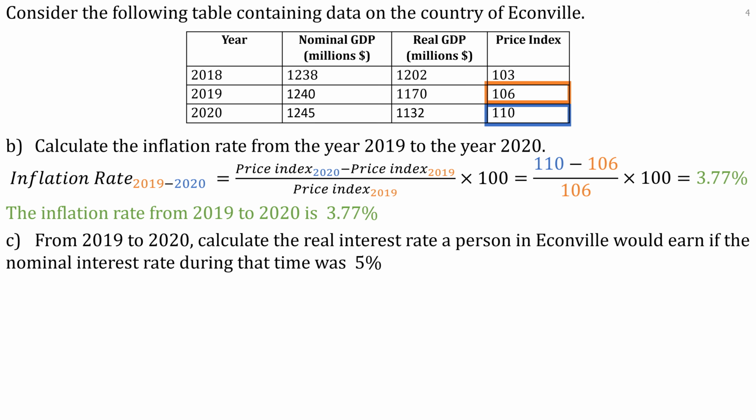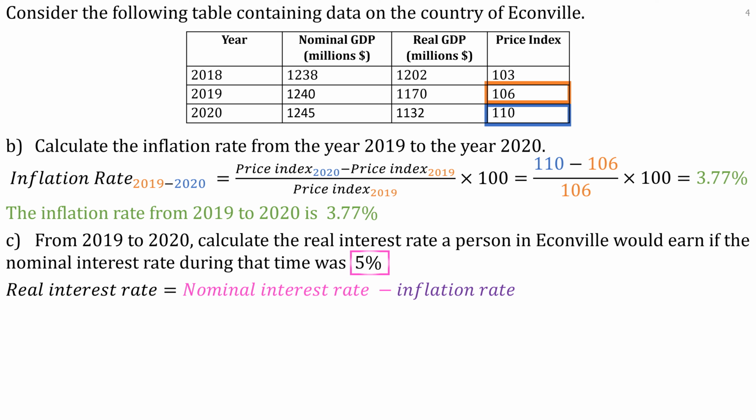Then we're asked, from 2019 to 2020, to calculate the real interest rate a person in Econville would earn if the nominal interest rate that the bank has given them during that time was 5%. So there's also a formula that relates the real interest rate to the nominal interest rate, but essentially the real interest rate is just the nominal rate adjusted for inflation. So even though the bank is promising you a growth of 5%, we need to account for the fact that everything's getting more expensive.